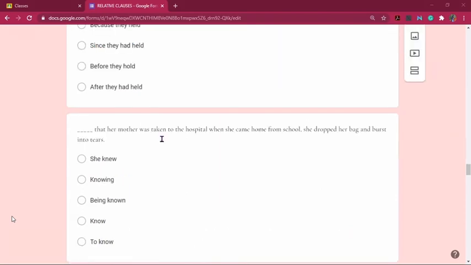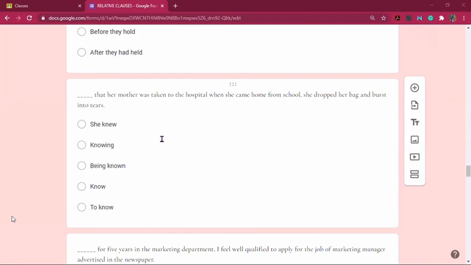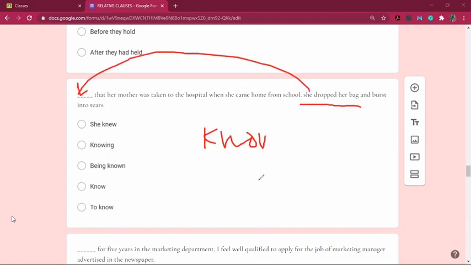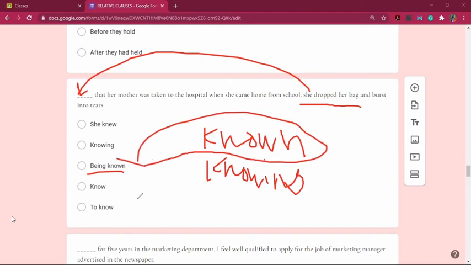Nah, this is another one. So look at this. Blah, blah, blah, that her mother was taken to the hospital, when she came home from school, she dropped her bag. So we have she dropped her bag. So she here, kira-kira, knowing or known? Known means diketahui, or knowing, mengetahui. What is the answer? Knowing, yes, because she knows something, so that's why she dropped her bag and burst into.